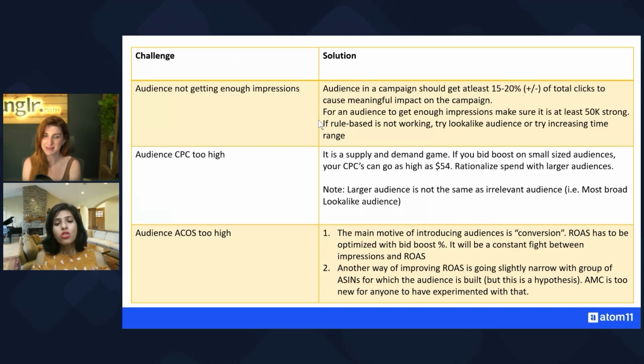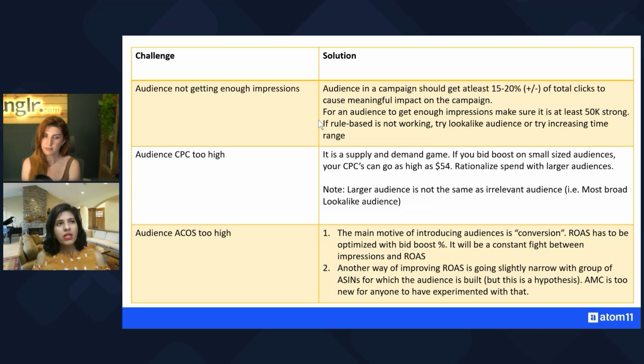audience CPCs. So how can you reduce audience CPCs? Again, the larger the audience, the better its CPC will be. Larger does not mean irrelevant. Maybe that's a conversation for another time, but it has enough people in it that Amazon can target and bring down that CPC. The last problem that people will face is that ACOS is very high.